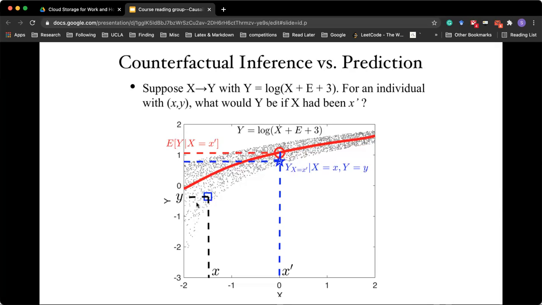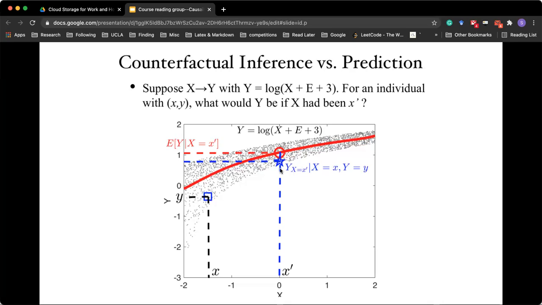Suppose these scatters are all the data points, all the X and Y data pairs we have. We observe one student, whose X is a value like here, and whose Y value is something like here. Given this observation, this evidence, we want to know: suppose this student improves his attendance rate of the class, what will happen to his GPA in this course?